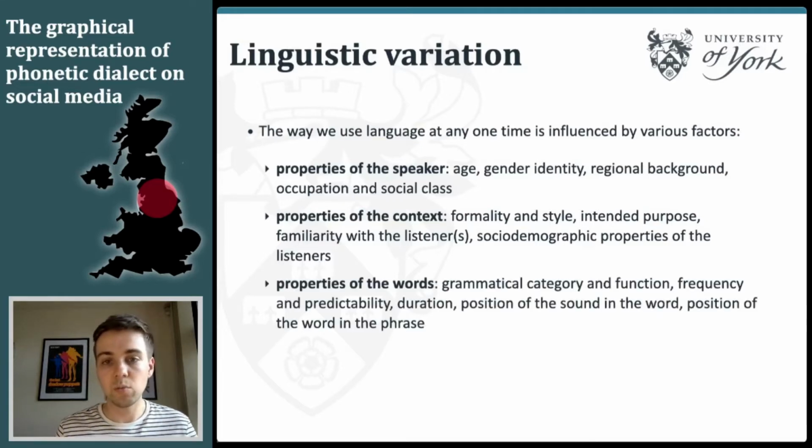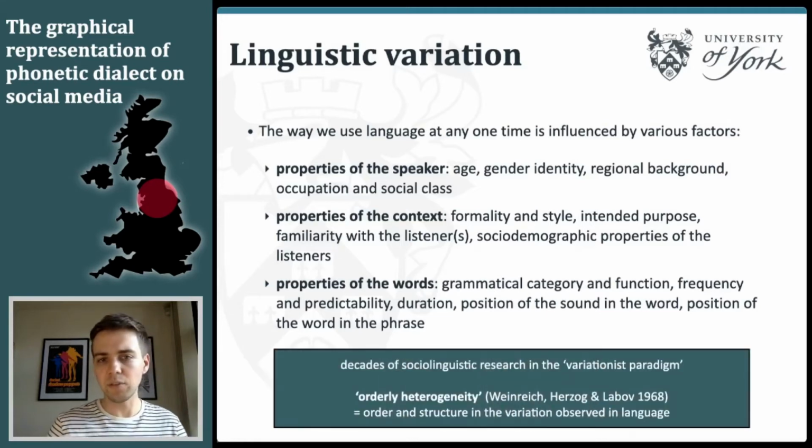And there's also properties of the words that can influence how we speak. So it could be the grammatical category or function of the word. Is it a more verb-like category or a more noun-like category? How frequent is the word? How predictable is it in the context? Duration. There's all sorts of things which can influence the way we speak at a macro level, but also a micro level. If we think of very specific, individual instances, every word that I say, there are lots of different things that could influence how I pronounce that word, for example.